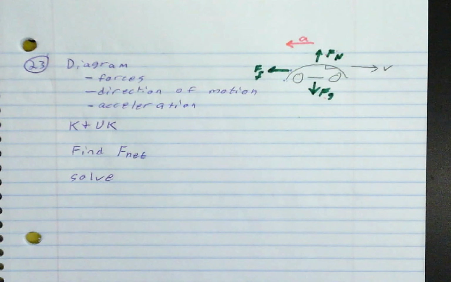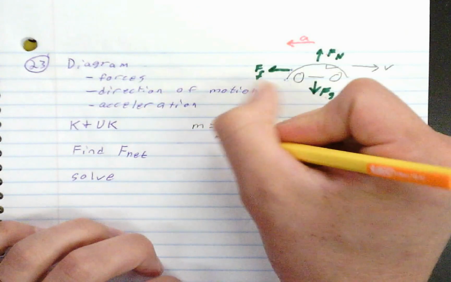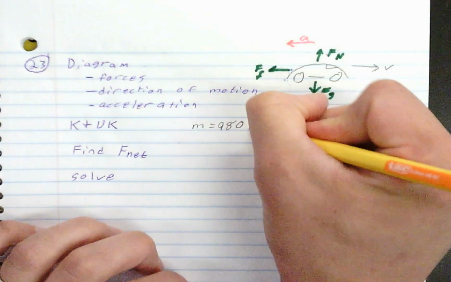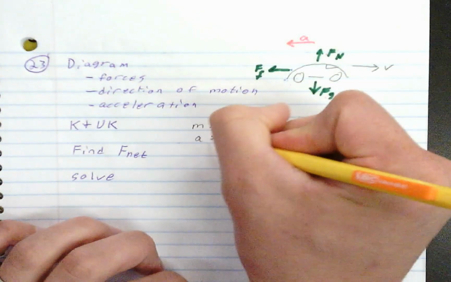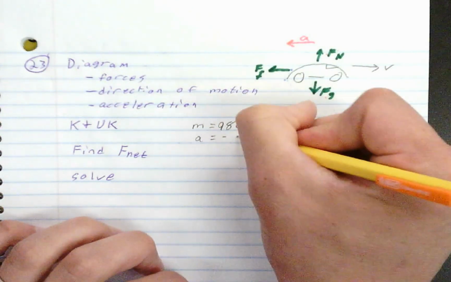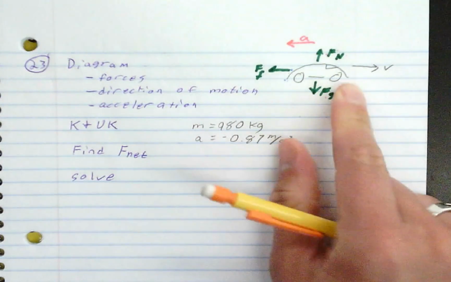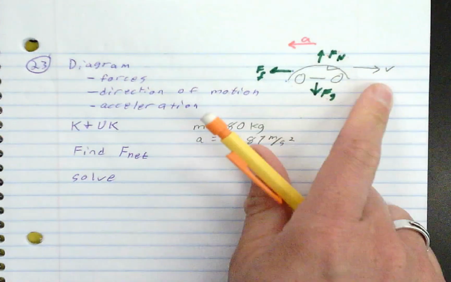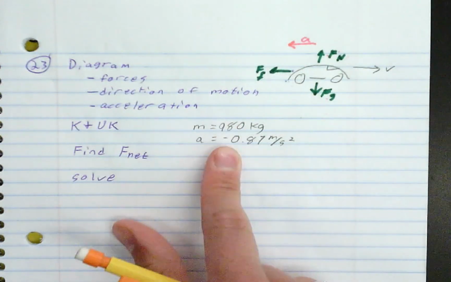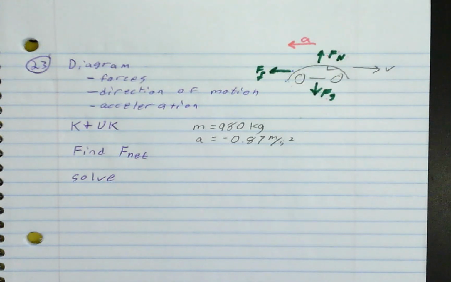So then we get to knowns and unknowns. For this, the known values are the mass, which is 980 kilograms, and the acceleration, which is negative 0.87. The reason it's negative is because we generally make the direction that we're moving positive, which means the acceleration in the opposite direction needs to be negative to show that it's opposite. Okay? Then we want to find the net force.